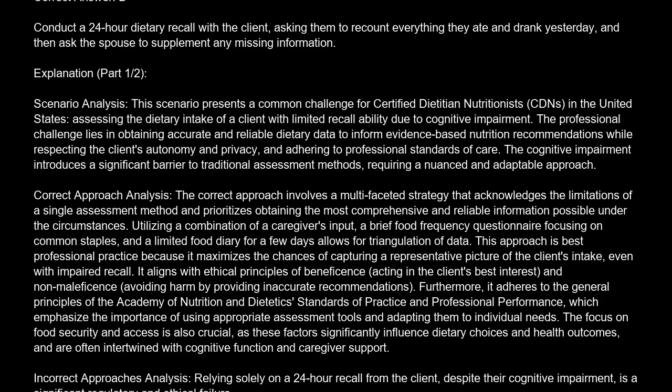Furthermore, it adheres to the general principles of the Academy of Nutrition and Dietetics Standards of Practice and Professional Performance, which emphasize the importance of using appropriate assessment tools and adapting them to individual needs. The focus on food security and access is also crucial, as these factors significantly influence dietary choices and health outcomes, and are often intertwined with cognitive function and caregiver support.